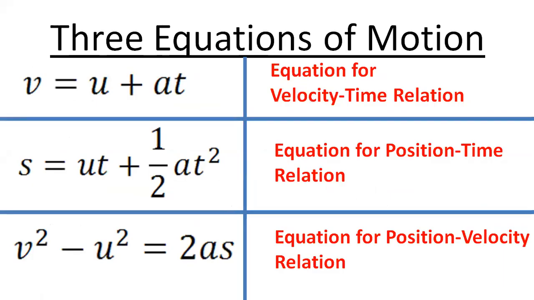Okay, so these were the three equations of motion for which we have derived formulas last time. So we have derived v is equal to u plus at, s is equal to ut plus half at square, and v square minus u square is equal to 2as. And we know each of these values. V is final velocity, u is initial velocity, a is acceleration, s is displacement, that is position, distance. So all these things we already know.